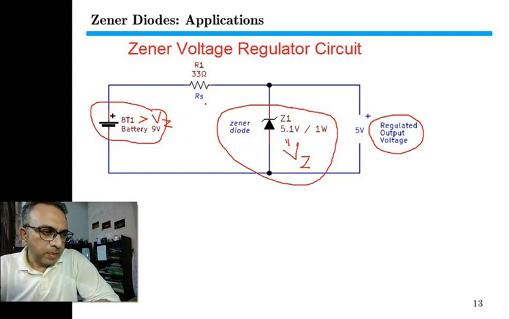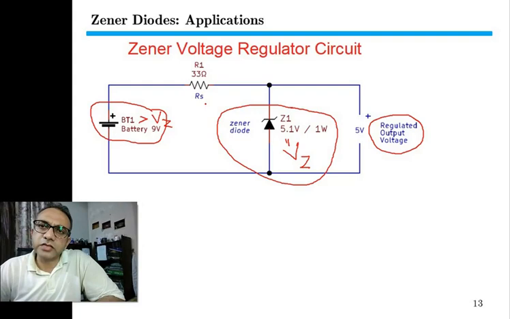And in the case of automobiles, we are using a 12 volt battery. Therefore, there are chances that the voltage increases. Therefore, the Zener diode mostly used in automobiles will have a Zener voltage VZ equal to 12 volts.